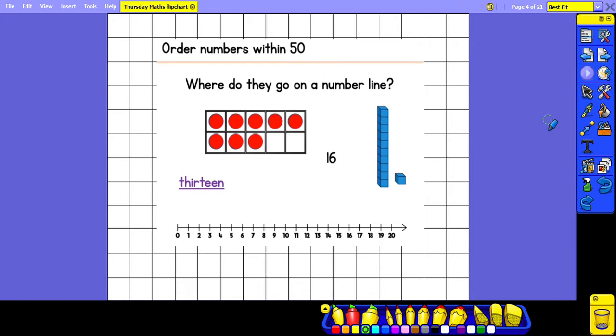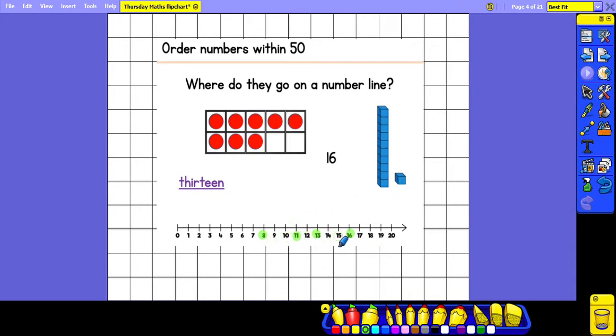And today we're going to be ordering numbers within 50, but before we do that, we're just going to talk about the number line and how this can help us. So here we've got some numbers represented in different ways, and we're going to find them on the number line. So first of all, the number 13 is here. And then we've got the 10 frame, which is representing the number 8. Then we've got the number 16. And finally, looking at the base 10, we can see it is representing the number 11.